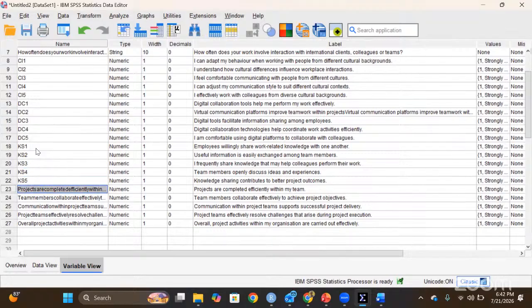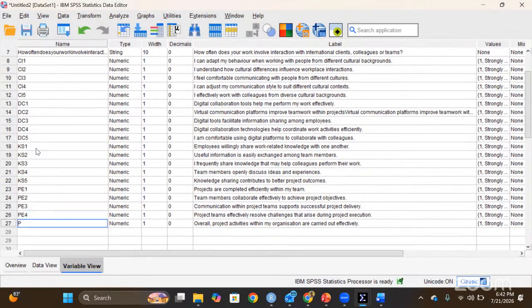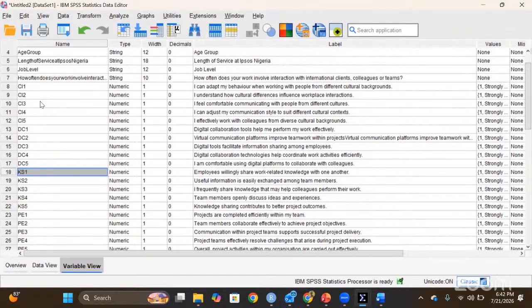The last one is project effectiveness: PE1, PE2, PE3, PE4, and PE5. So you can see that I've turned all of them to variables now.